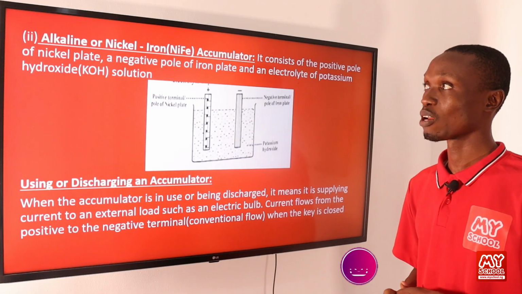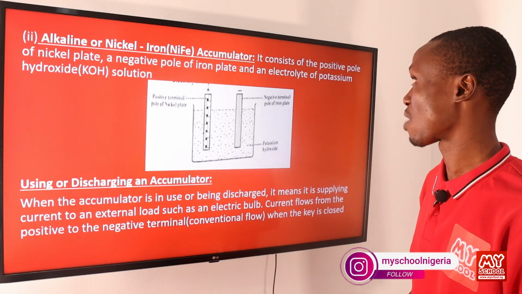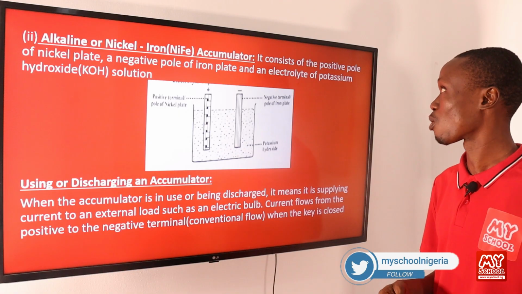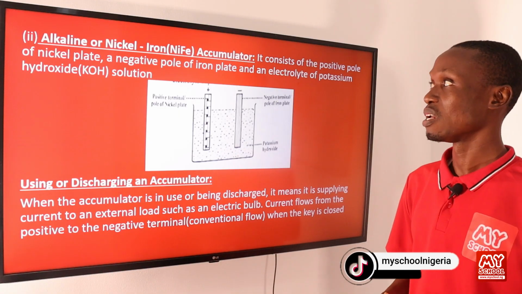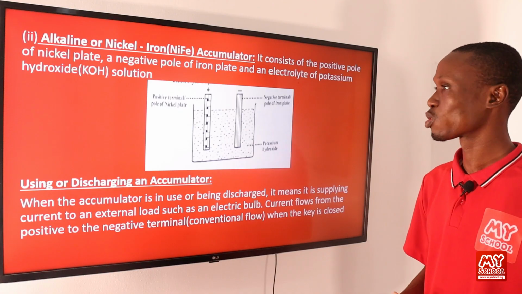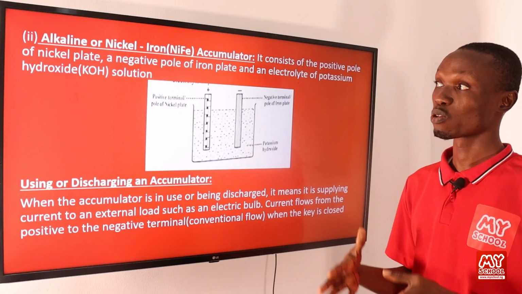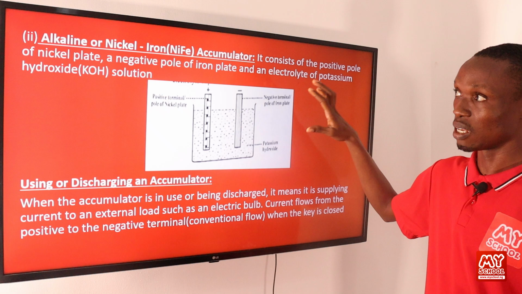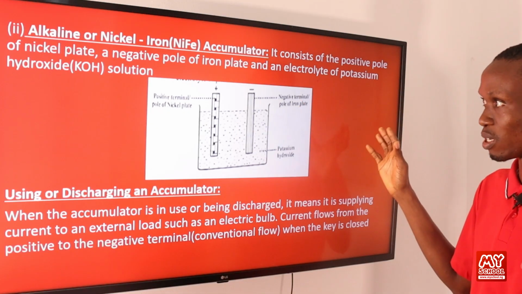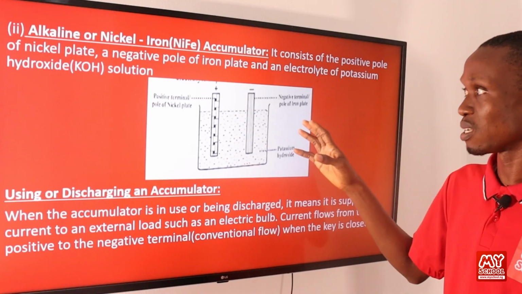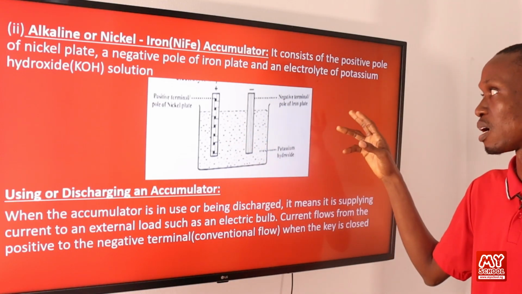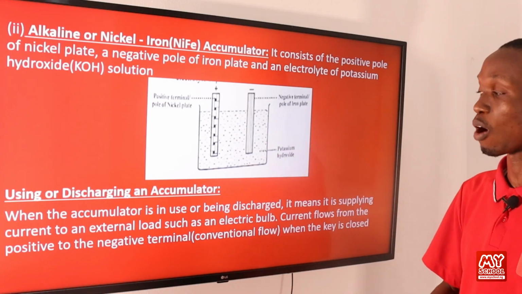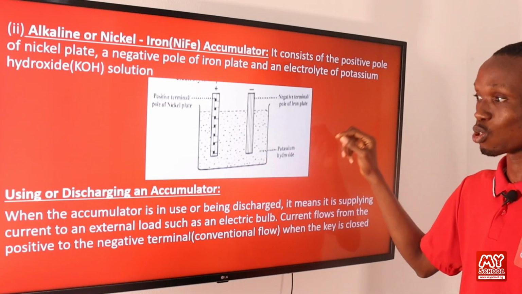Now let's talk about the alkaline or nickel iron accumulator, also known as the NIFE accumulator. This particular type of accumulator consists of the positive pole of nickel plate, a negative pole of iron plate, and an electrolyte of potassium hydroxide solution, which is KOH. Below is the diagram of the alkaline or nickel iron accumulator. The positive terminal is nickel plate, while the negative terminal is a pole of iron plate, and the electrolyte here for the alkaline accumulator is the potassium hydroxide.